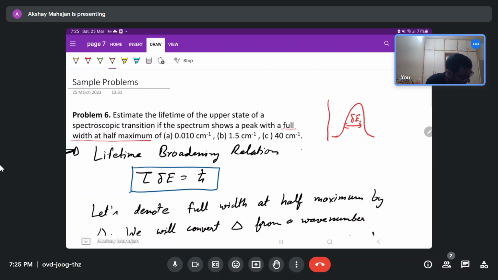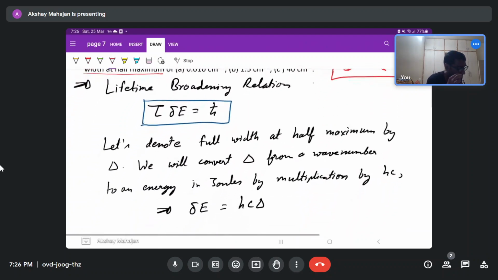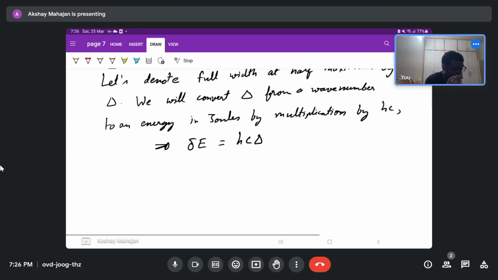If you have the energy versus width plot, this is your maximum and this is your half maximum, and this width will be your delta E. The width is given in the form of wave number, centimeter inverse, so you just have to multiply by hc, and that will be your delta E.